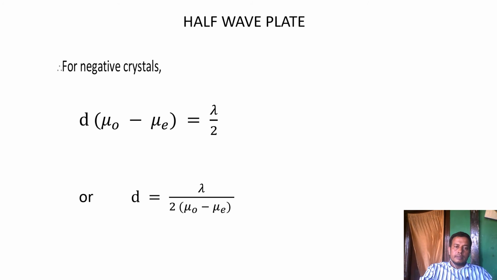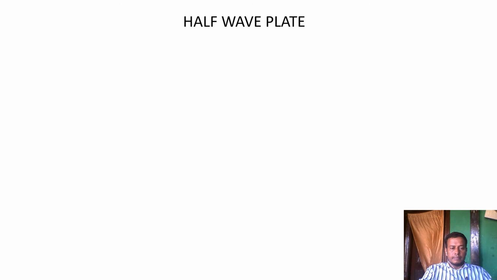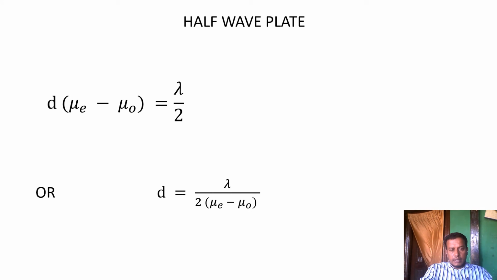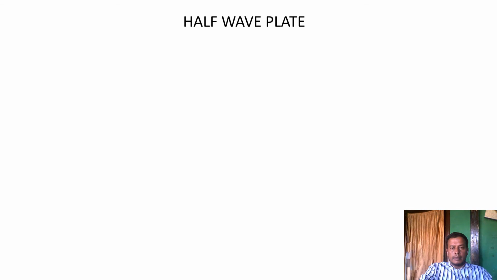Similarly for the positive crystal, d into mu e minus mu naught equals lambda by 2, so d is equal to lambda by 2 into mu e minus mu naught.